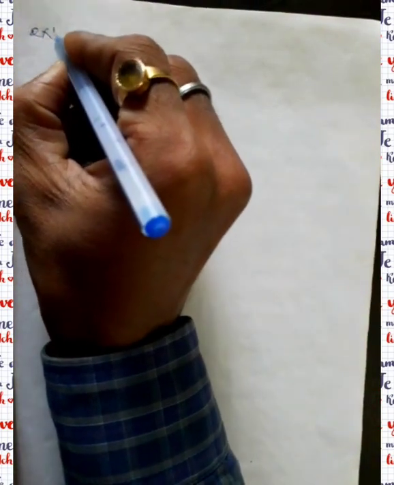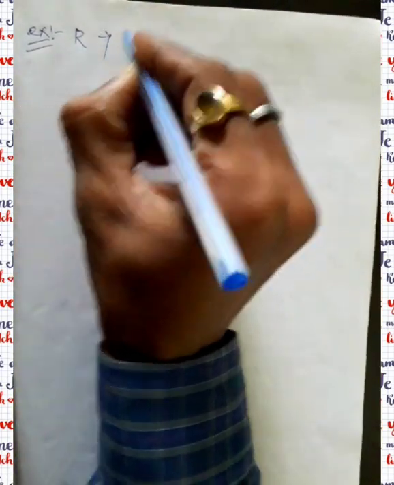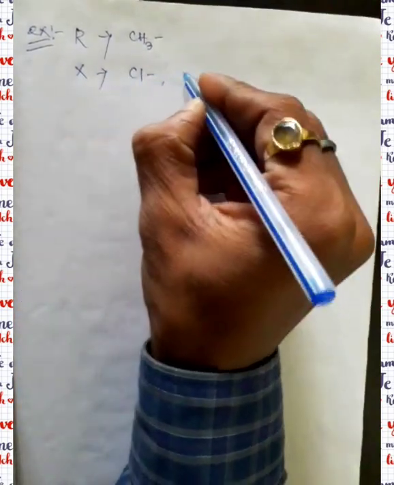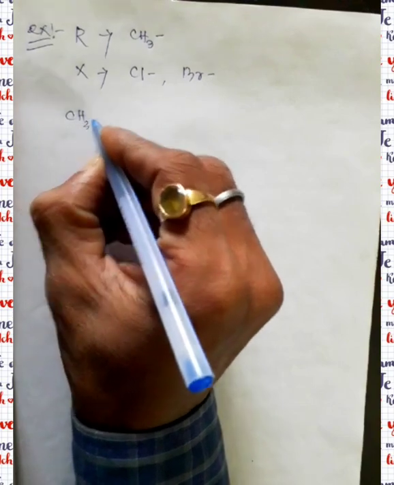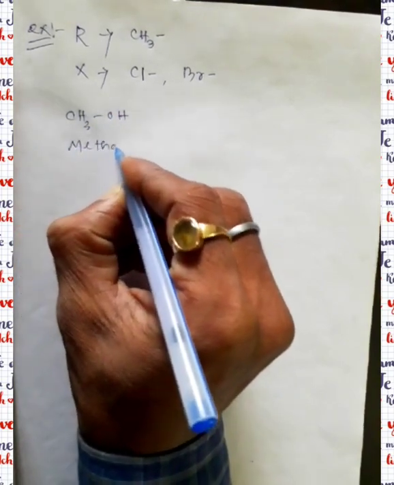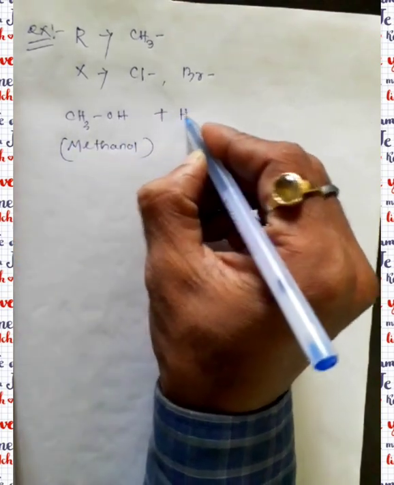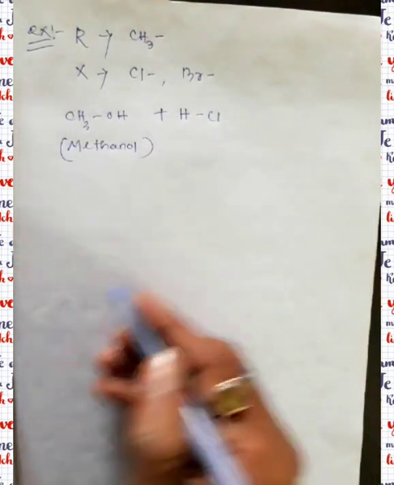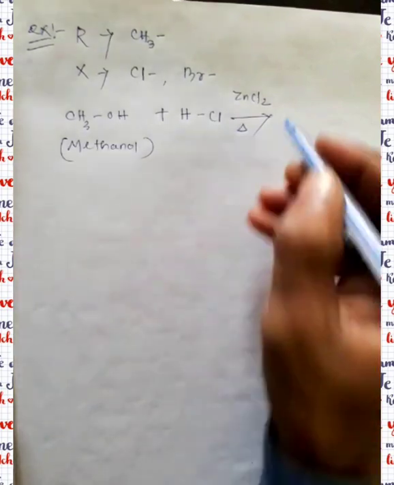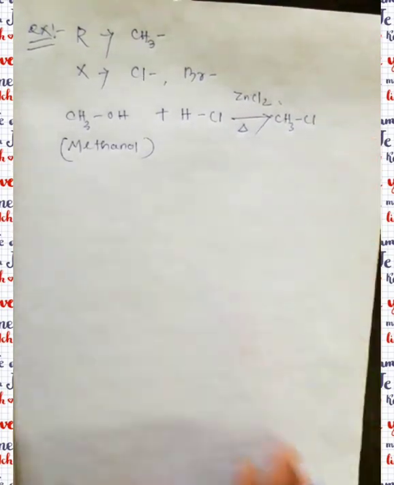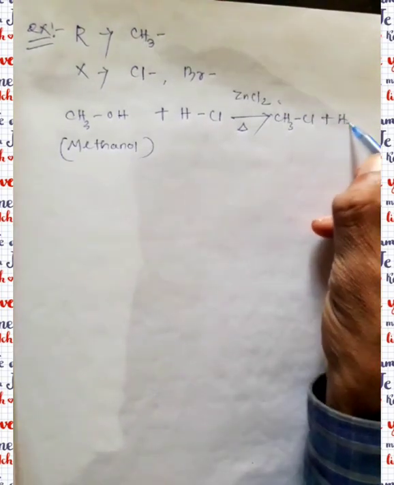Take an example of this reaction. You can take R as CH3 and X as chlorine and also as bromine. If I write CH3OH, that is methanol, is treated with halogen acid, let's take HCl, in presence of zinc chloride and heated, it forms CH3Cl with the release of water molecule.